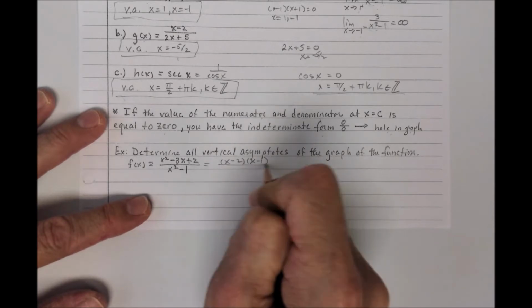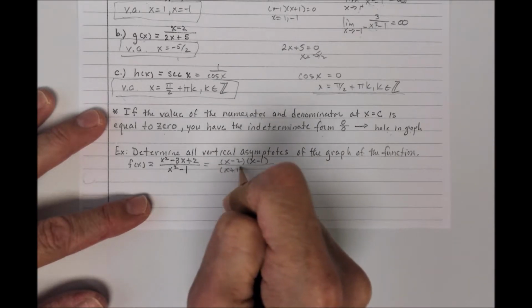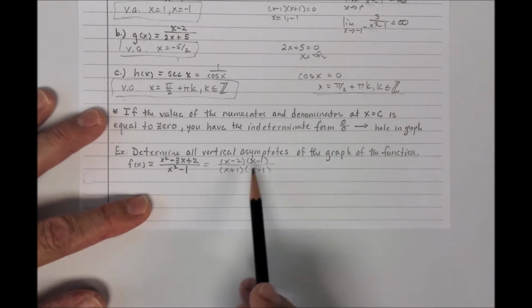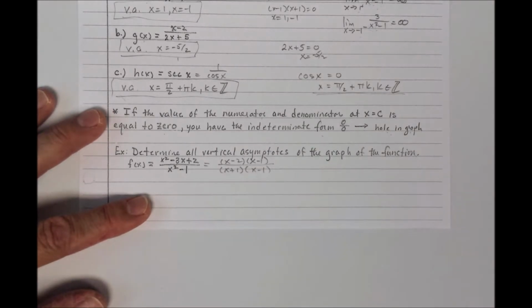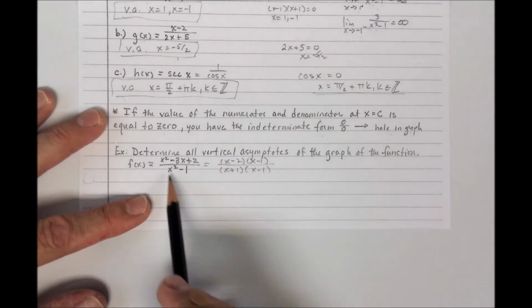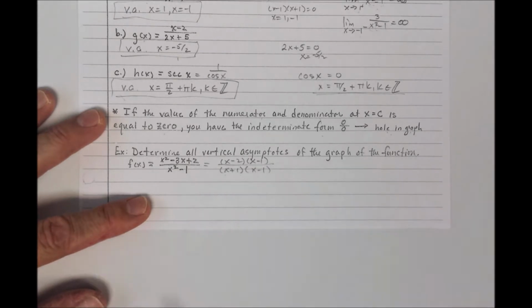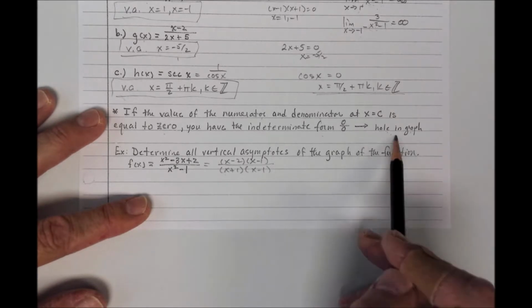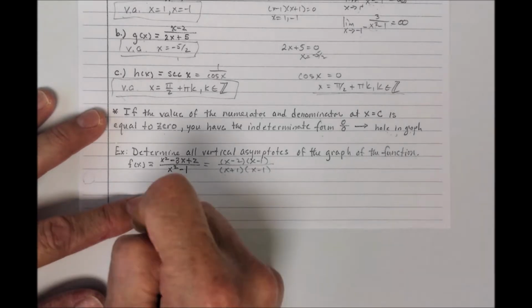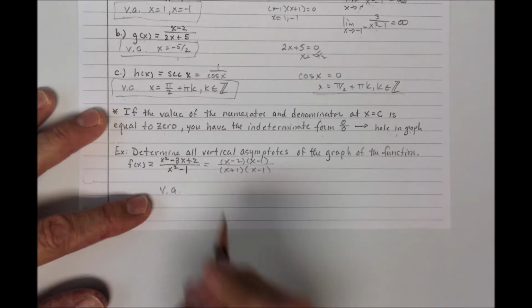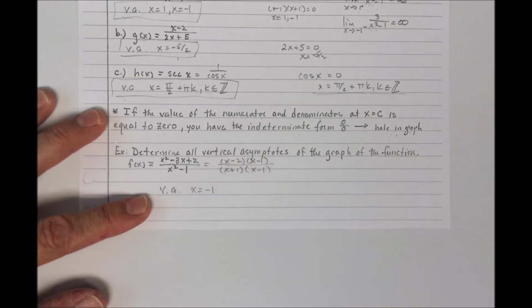I'm going to factor both the numerator and the denominator. And as you can see, I have the same factor top and bottom of x minus 1. So when does my denominator equal 0? At negative 1 and at positive 1, but positive 1 also makes my numerator equal to 0. That's a hole in the graph. That's not a vertical asymptote, so be on the lookout for that. My vertical asymptote would be x equals negative 1.